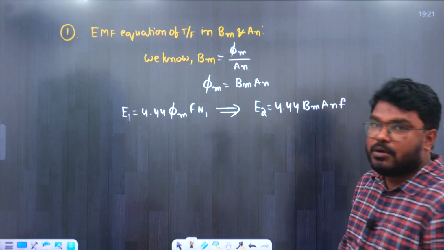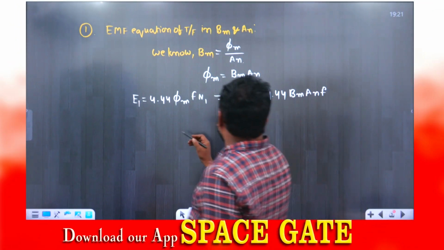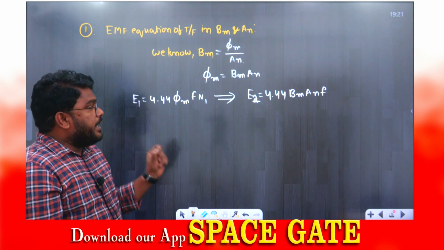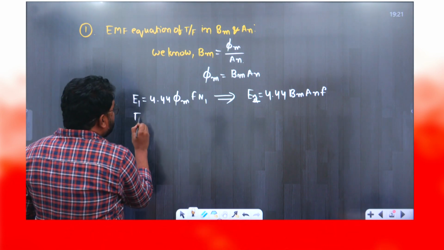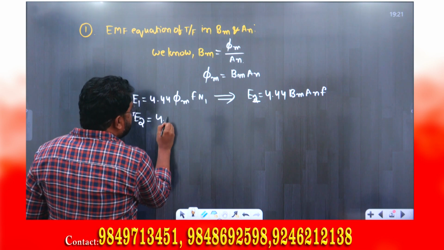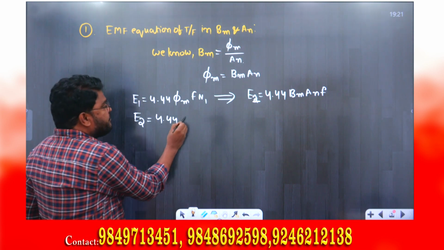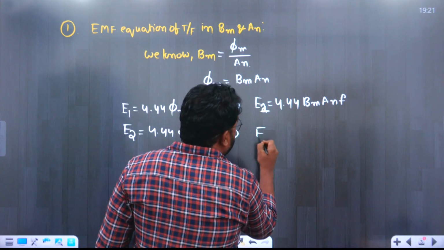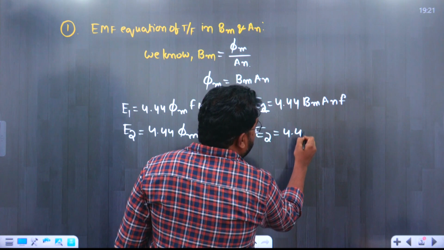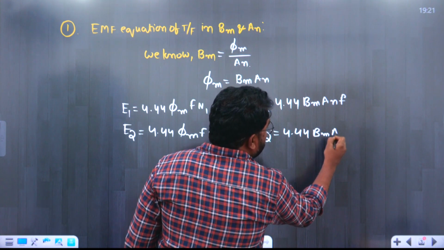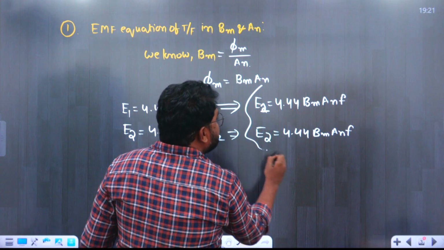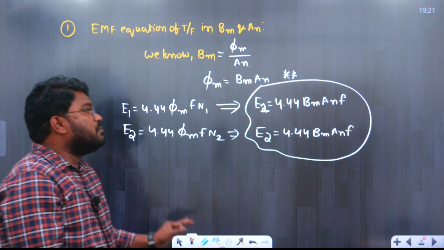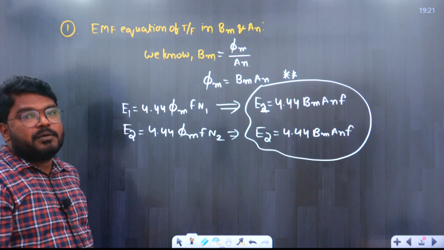Therefore E1 is equal to 4.44 Bm An F N1, and similarly the EMF induced in the secondary winding, E2, is equal to 4.44 Bm An F N2. So these are the EMF equations of a transformer in terms of the flux density and the transformer core.